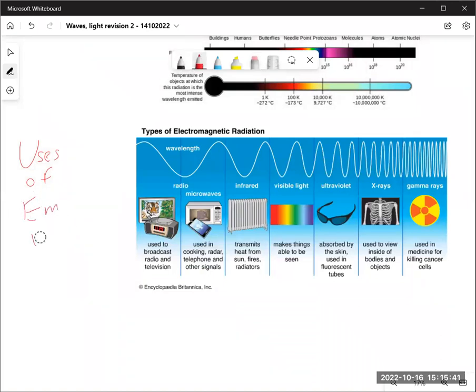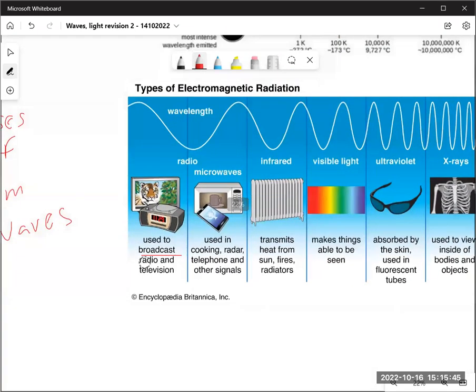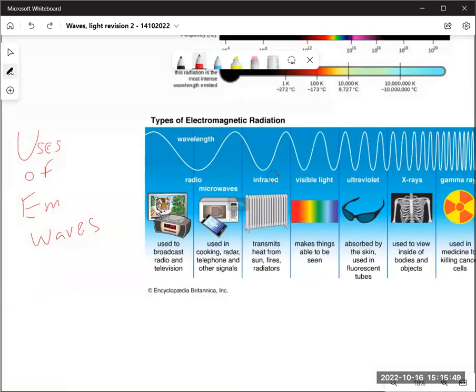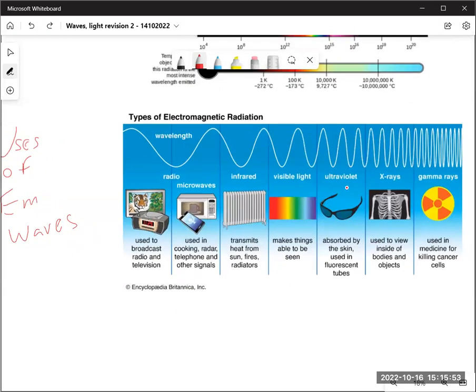Now you just have to take a screenshot of this. The uses are broadcast, radio and television, used in cooking, radar, telephone signals. Infrared is for transmitting heat from sun, fire, radiators. Ultraviolet is absorbed by skin, and fluorescent tube, that is important.